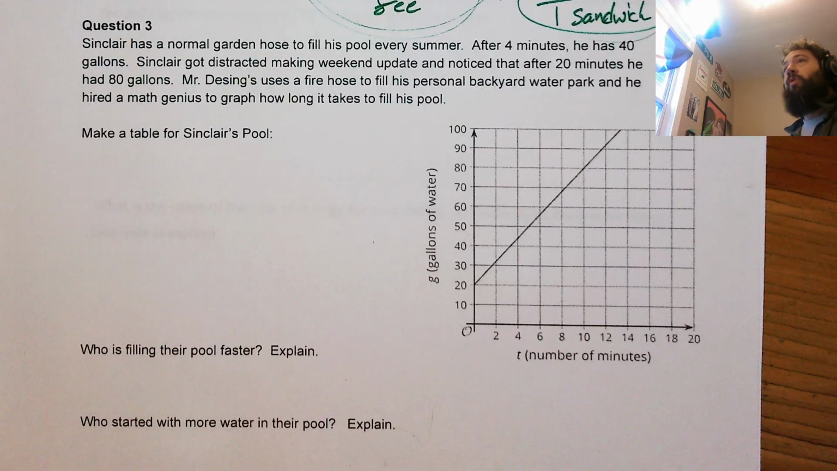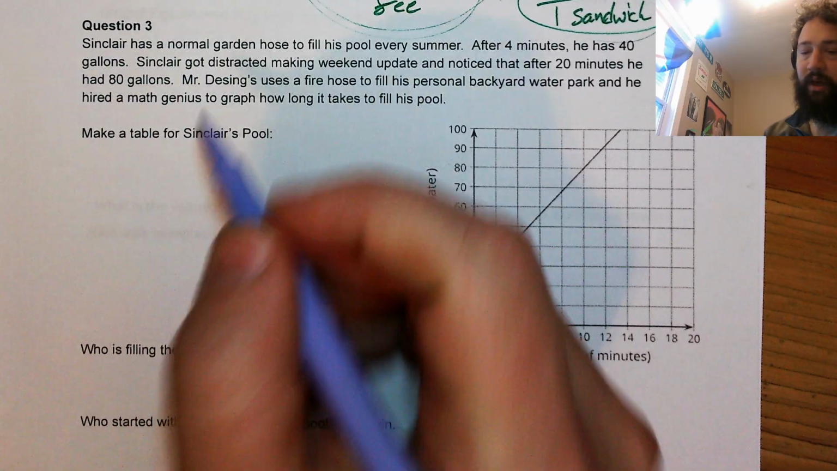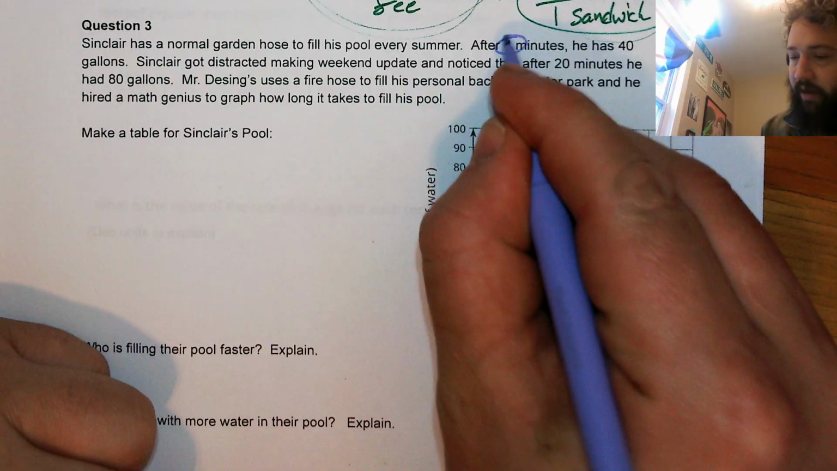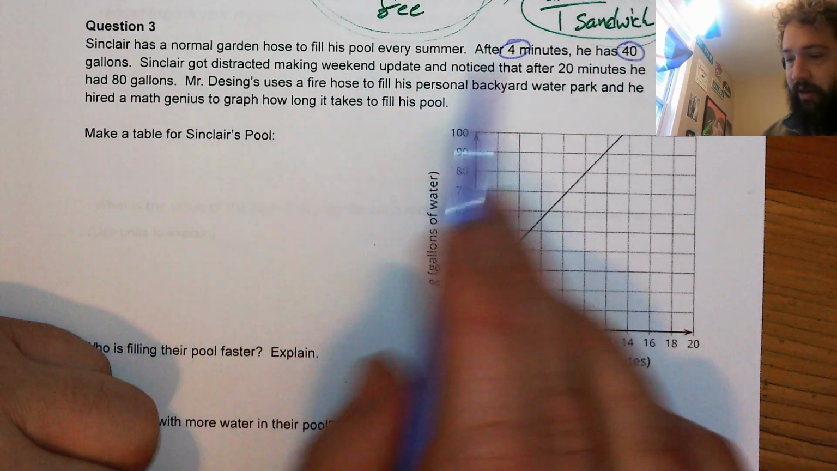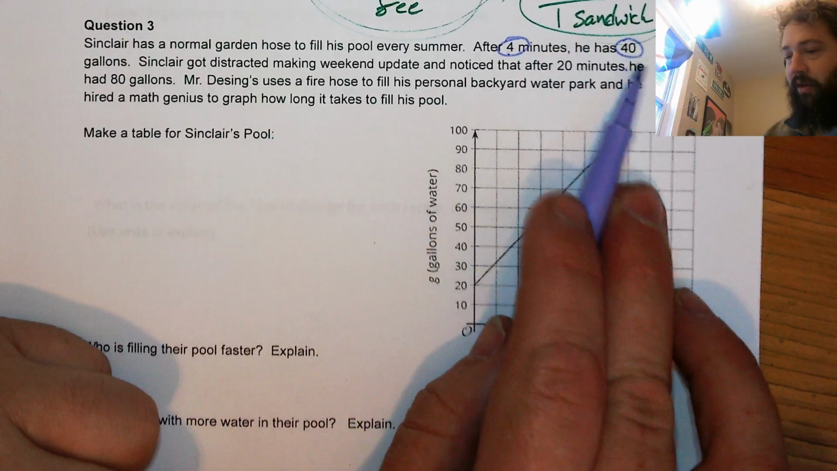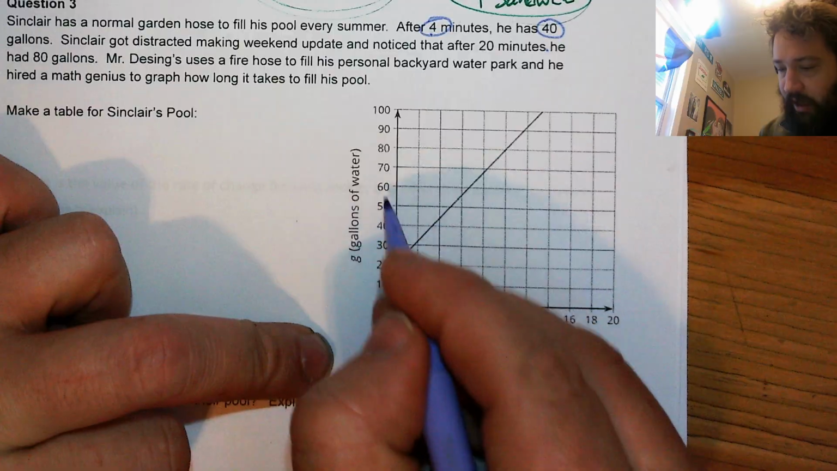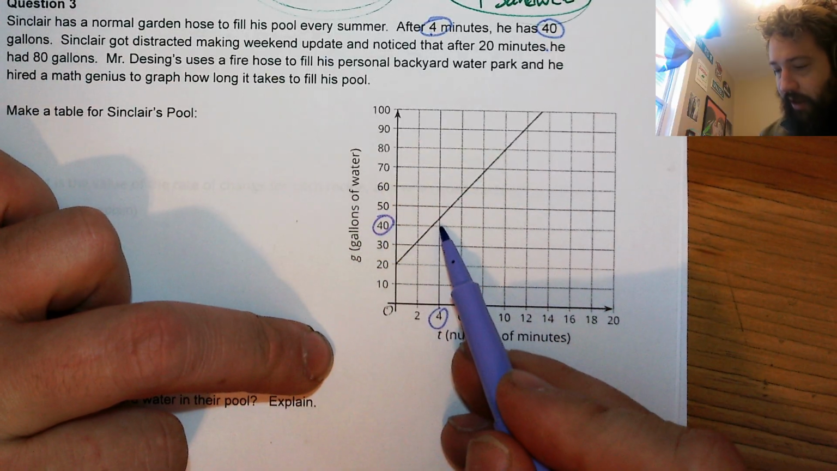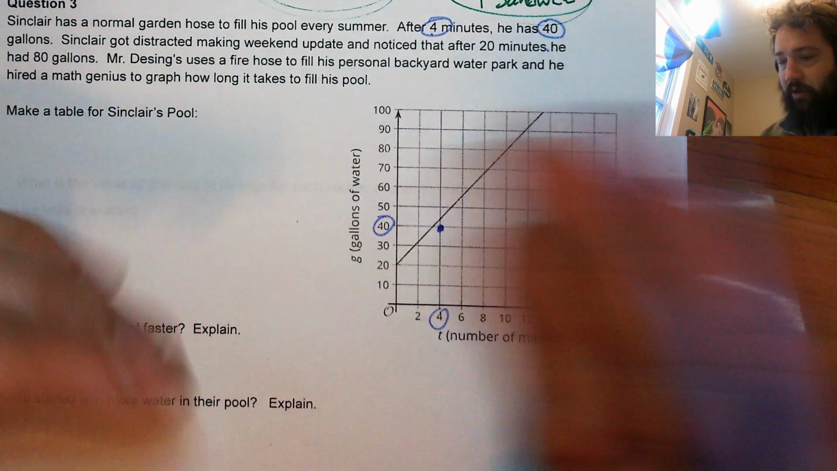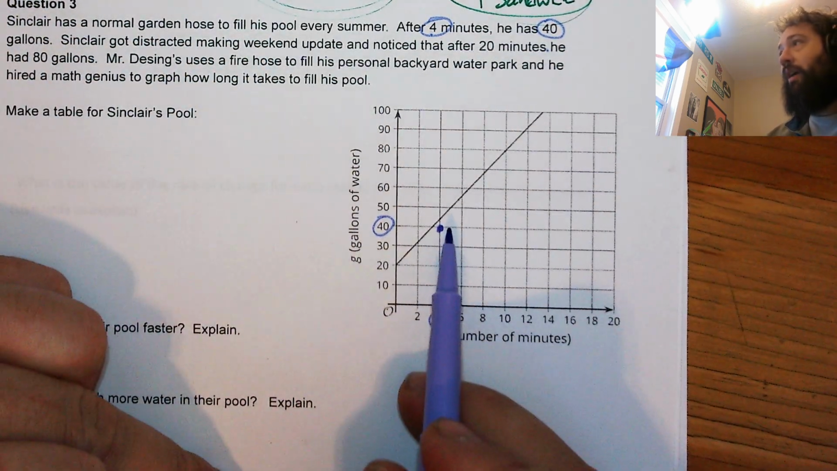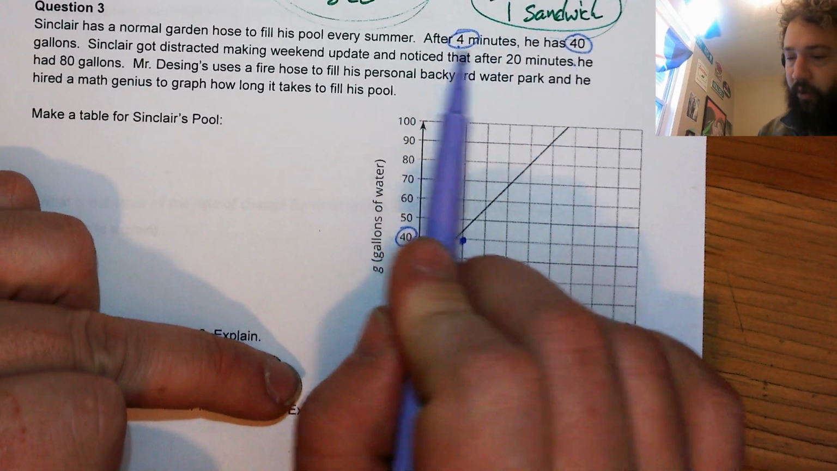Sinclair has a normal garden hose to fill his pool every summer. After 4 minutes, he has 40 gallons. So we have another link here, 4 minutes and 40 gallons. Is that on the graph? Let's check that. 4 minutes and 40 gallons. That is right here. So let's keep reading, but I know that I have something there. After 4 minutes, he has 40 gallons.